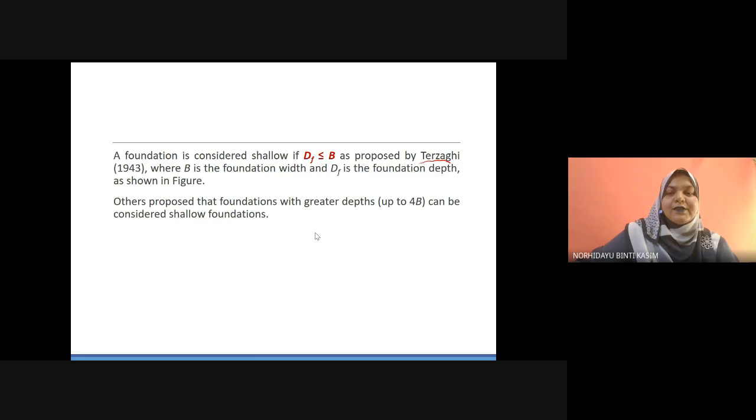Other researchers propose that the maximum depth of the foundation should be less than 4B, maximum 4B only, for it to be considered a shallow foundation. If the depth is more than 4B, then you cannot consider the foundation as a shallow foundation.